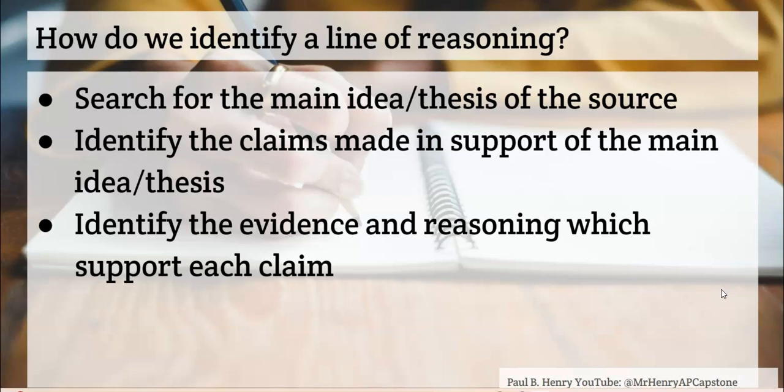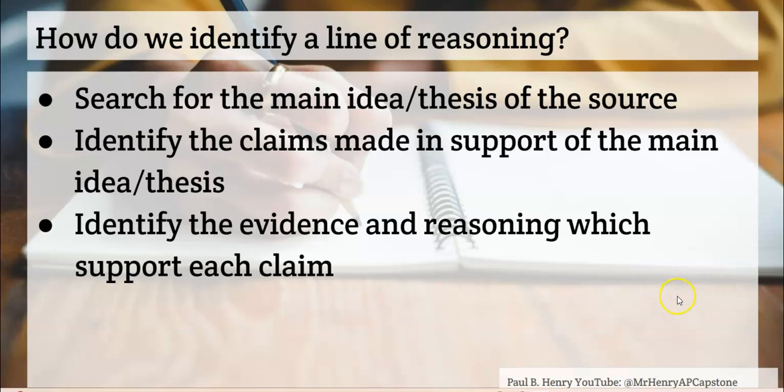At the identify level, we're just trying to find or identify. We're trying to find what we believe the main idea or thesis is, and then we need to search for the individual claims within the spoken or written material that we are evaluating. Then we want to go and identify or look for the evidence and the reasoning. So at this level, we're just trying to find it.